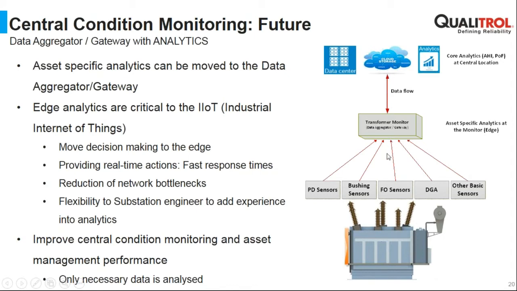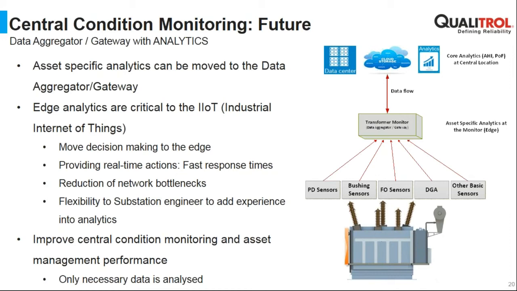So you have two approaches. Either you can send all the data to the cloud, or you can have basic analytics in this data aggregator or gateway, which could be your transformer monitoring system, and then only the result of the analytics goes to the cloud. It makes sense to have this approach, because the user of this transformer monitoring system is the maintenance manager or substation engineer, and the substation engineer is looking for faster alarms, faster response, and faster decision making.